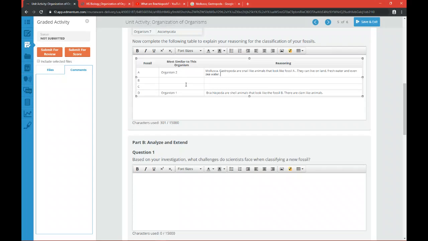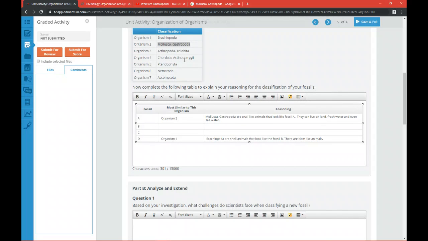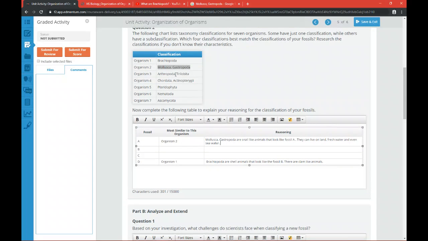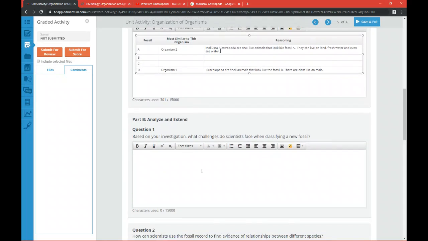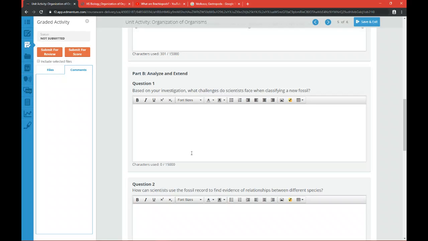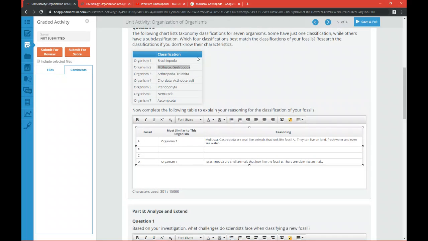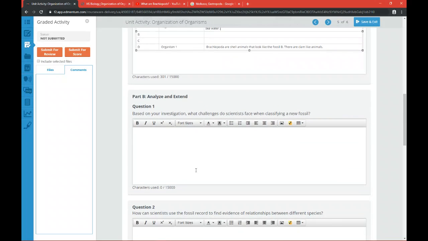So now you know how to basically go through these different classifications. You can learn how to pronounce them through the video. If you're having difficulty with them, you do a little bit of research. That's where you're going to spend your time, and then listing the fossils that look like the organisms. Right here is where you're going to start really using your brain to investigate and to see the difficulties that you had with basically question 1 and question 2. You're going to explain right here. Based on your investigation, what challenges do scientists face when classifying new fossils?